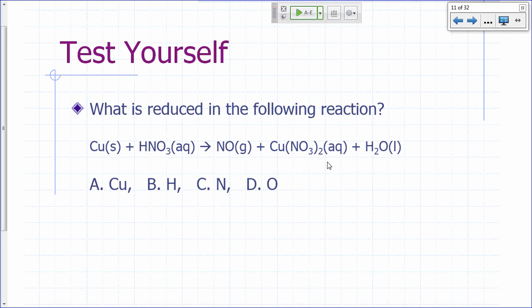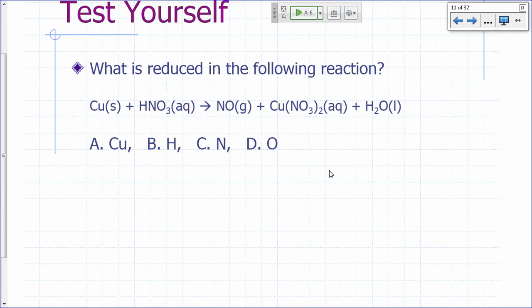All right, so let's apply that to this reaction. This is a redox reaction, okay? So what's reduced in this reaction? Which atom, which element? So you assign oxidation numbers. This is an elemental substance. What's the oxidation number of copper then? According to our rule, 0. Pure elemental substance, 0.